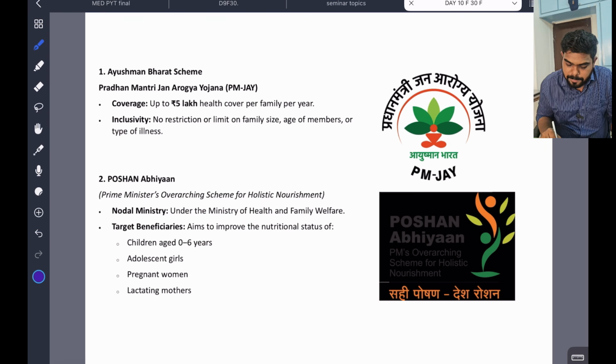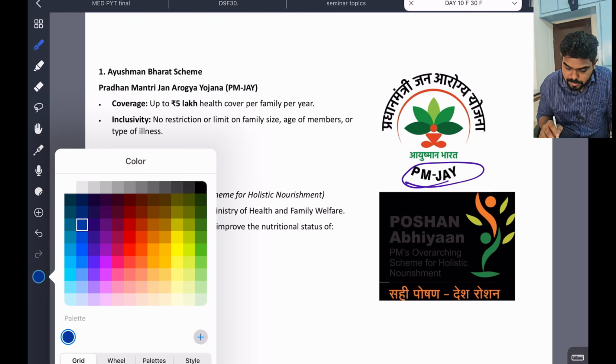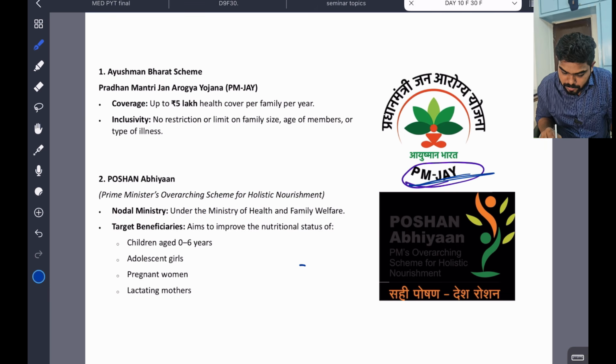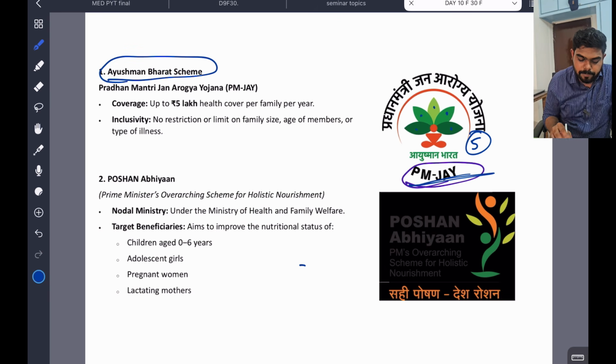You can see this here, PMJAY. They will give you this. You can see five leaves: 1, 2, 3, 4, 5. This is Pradhan Mantri Jan Arogya Yojana, the Ayushman Bharat scheme. This is very important. It gives up to 5 lakh insurance coverage per family per year, with no restriction or limit on family size, age, or numbers.